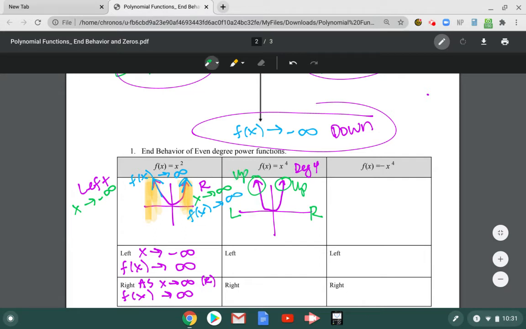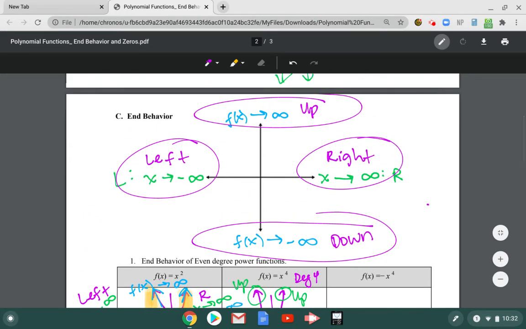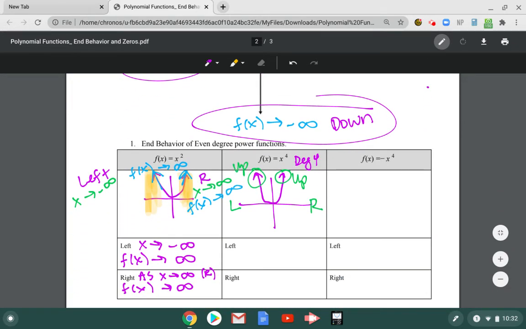Let's go ahead and put this into symbols. So on the left, my function is going up. And on the right, x goes to infinity. My function is going up. So I put those two together. Okay, so here comes my language. So as, this is how I say left, x goes to negative infinity. That's on the left side of our graph. What's my function doing? It's going up. So f of x goes to infinity.